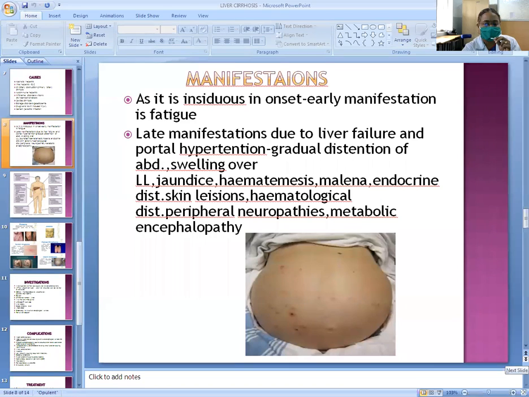Now the manifestations of liver cirrhosis. It is a very insidious, slowly progressive disease, so early manifestations are very vague. Patients usually present with fatigue, anorexia, dyspepsia, indigestion problems, etc. So the initial symptoms are very vague, mainly related to the GI system. Later on, the manifestations are mainly because of complications of liver cirrhosis and due to loss of function of the liver.